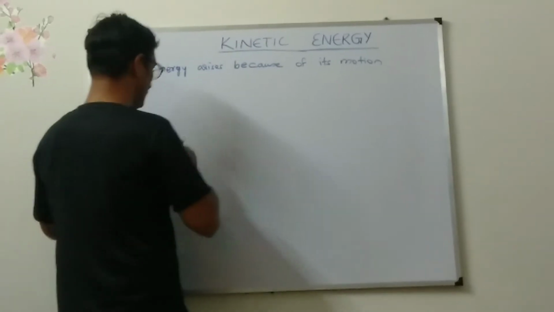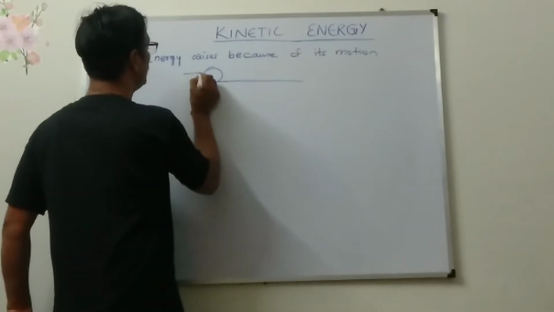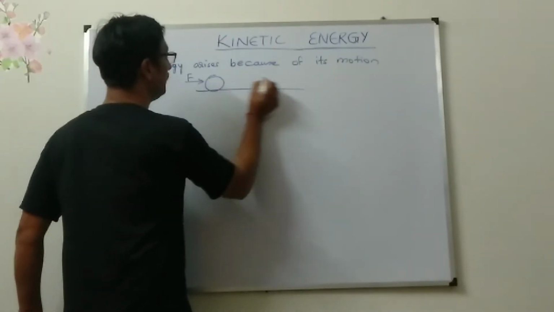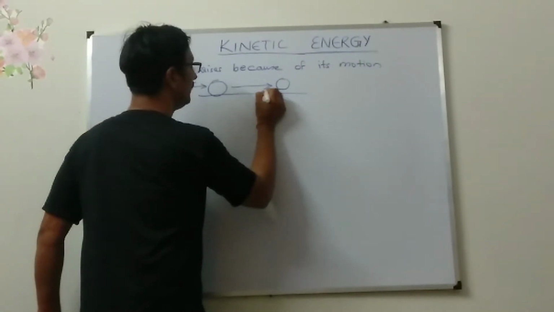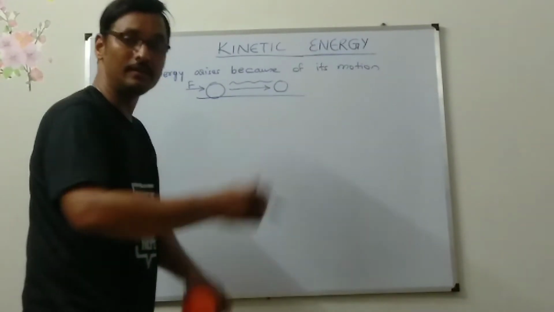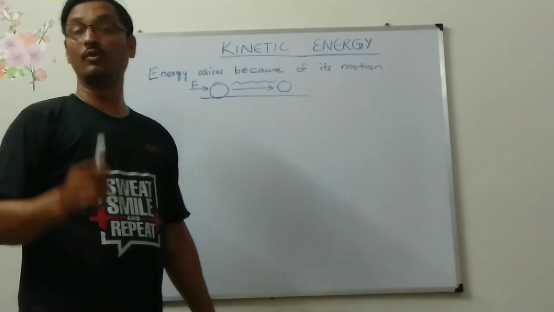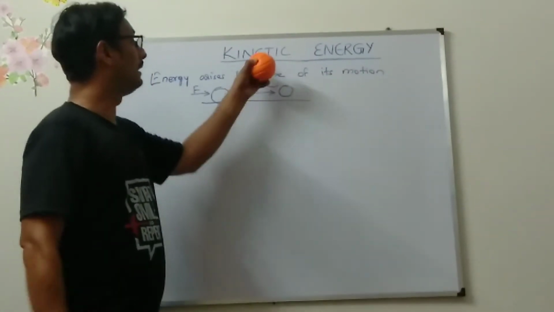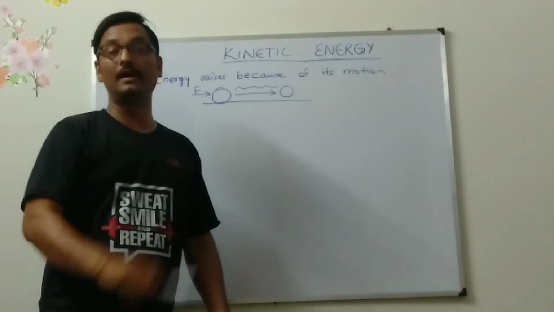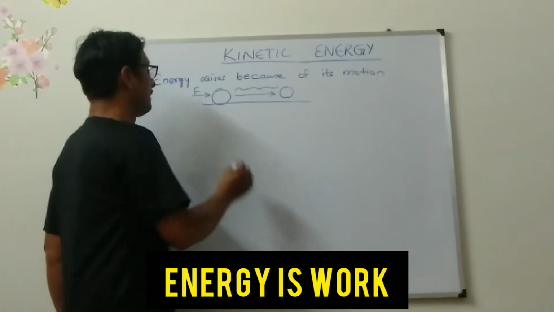So this is the surface and this is the ball. Force is applied on it and the ball has moved. So there is a motion, so in this ball there is kinetic energy. So how will I be finding out, how will I be deriving the formula of kinetic energy?